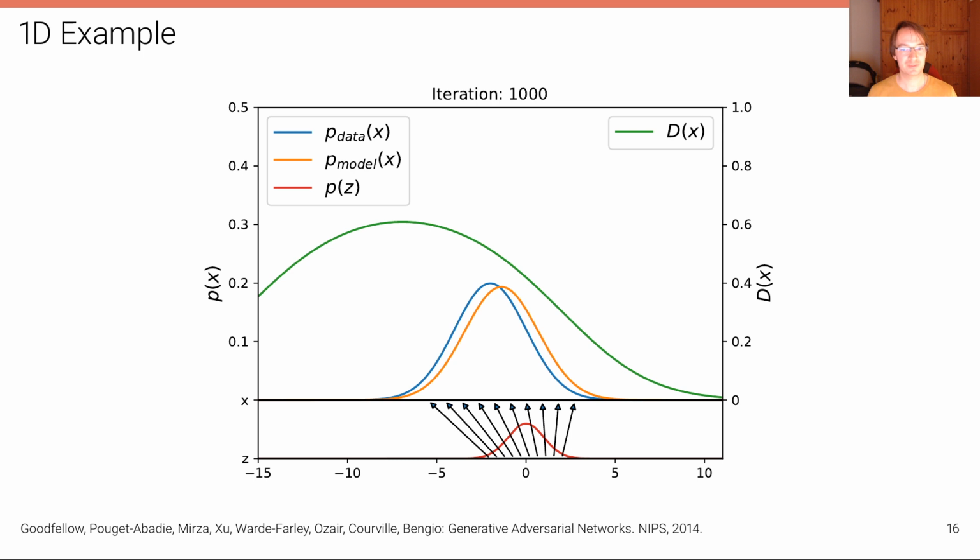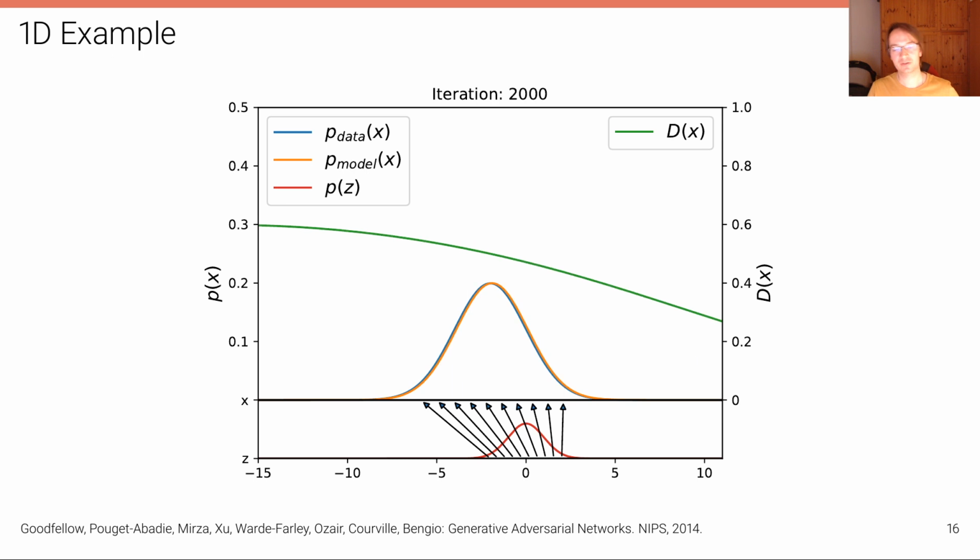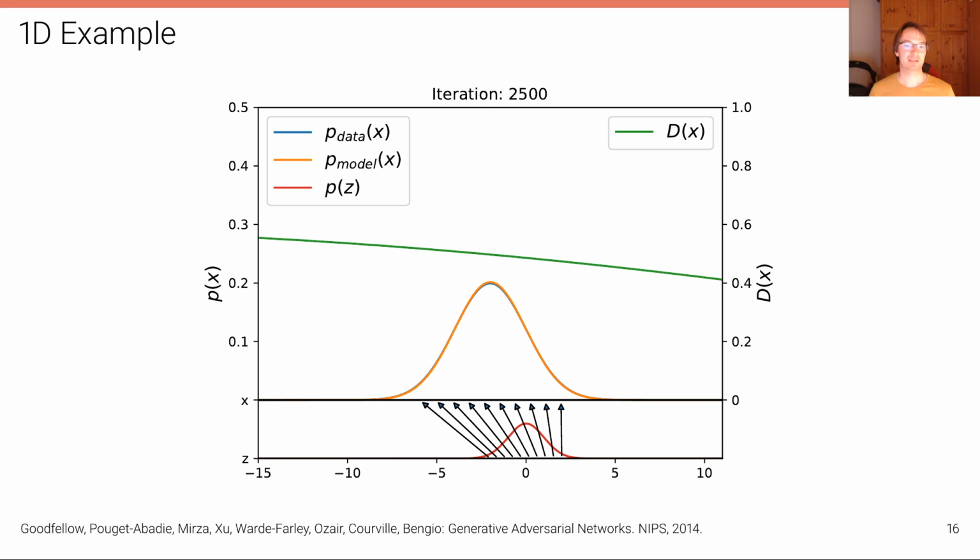Now, if we run this for some more iterations, here we're at iteration 1000, iteration 1500, iteration 2000, and iteration 2500, we see that the model distribution has converged to the data distribution, and at the same time, the discriminator now is roughly 0.5 everywhere, because it cannot distinguish the samples that are coming from the model distribution from the samples in the data set anymore.